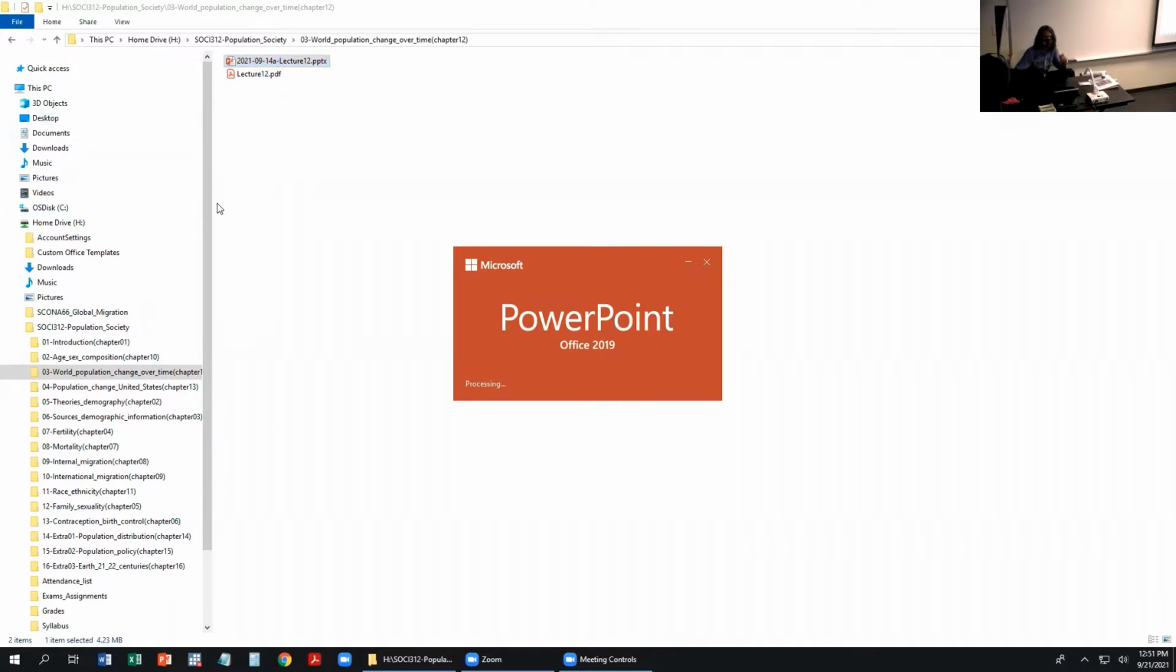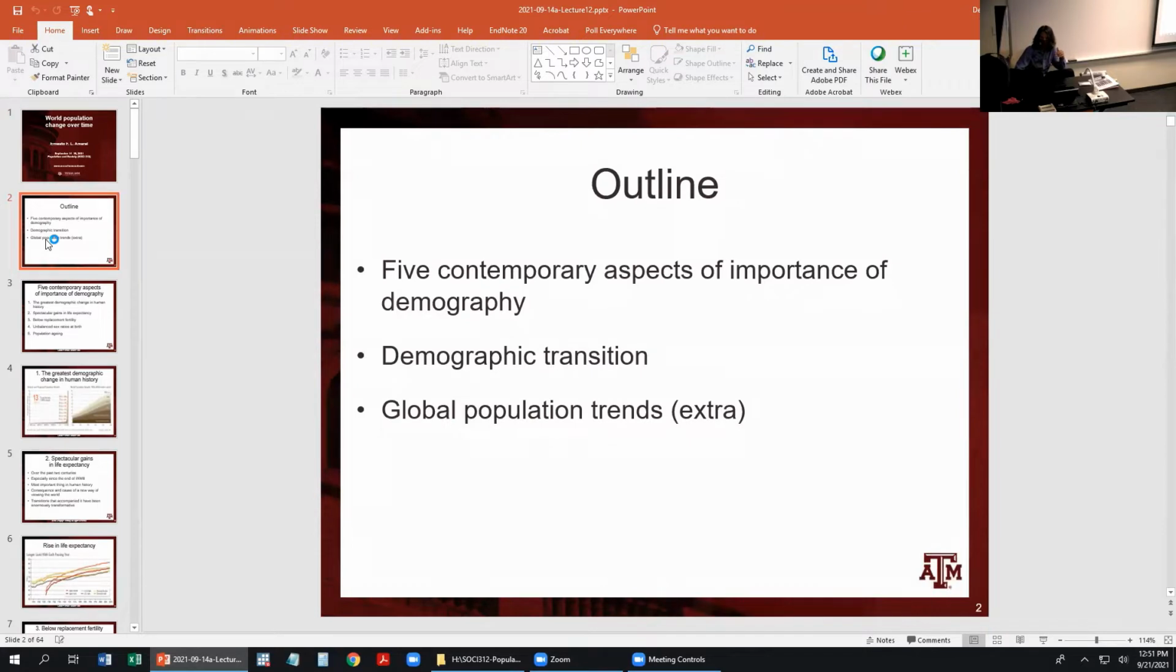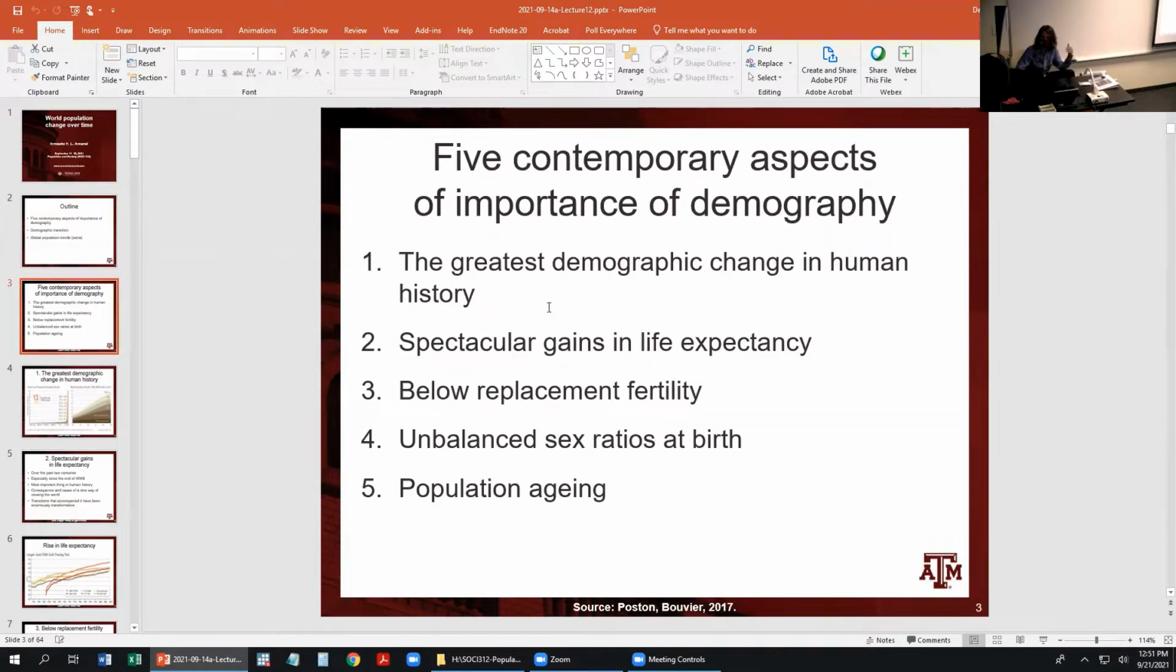So we will continue today on the lecture about world population change over time. We actually did go through the five contemporary aspects of importance in demography: really huge population growth, decline in mortality, decline in fertility, more boys being born than girls, which is really clear in specific countries, and, related to the fact that we have lower fertility and lower mortality, a process of population aging, with a higher proportion of people in labor ages.